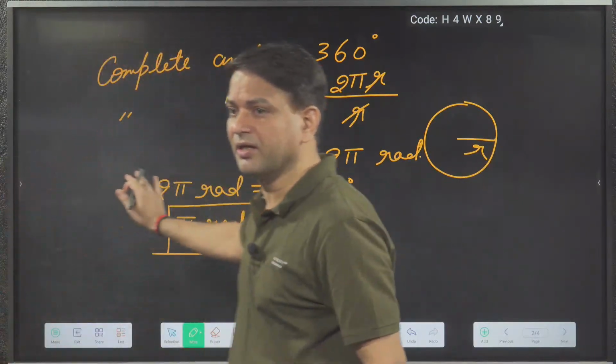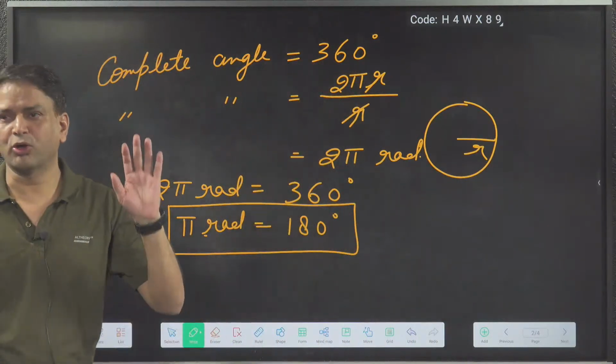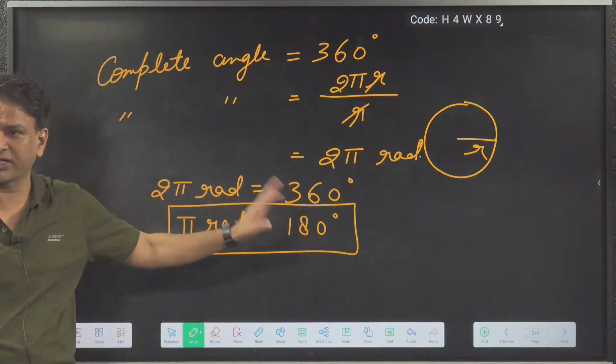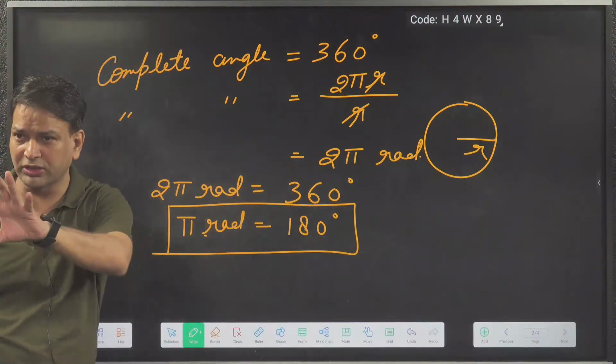Now, this relation, forget about the unit. Pi radian is equal to 180 degree, I have written. Forget the unit. Pi and 180. Just focus on the magnitude only.